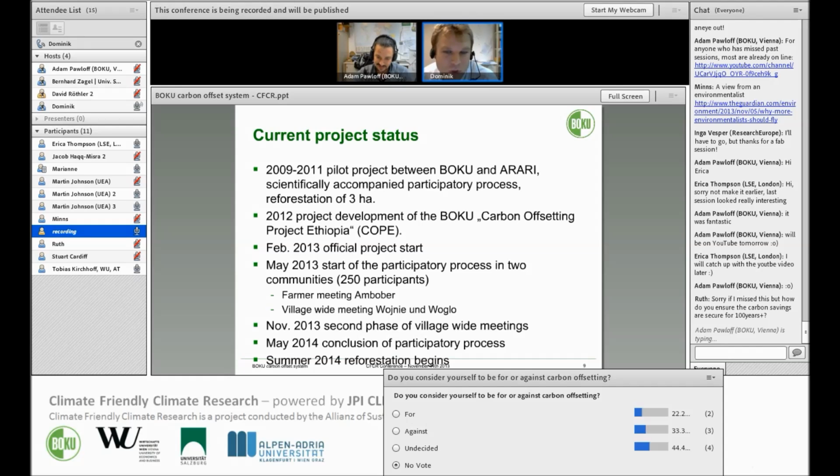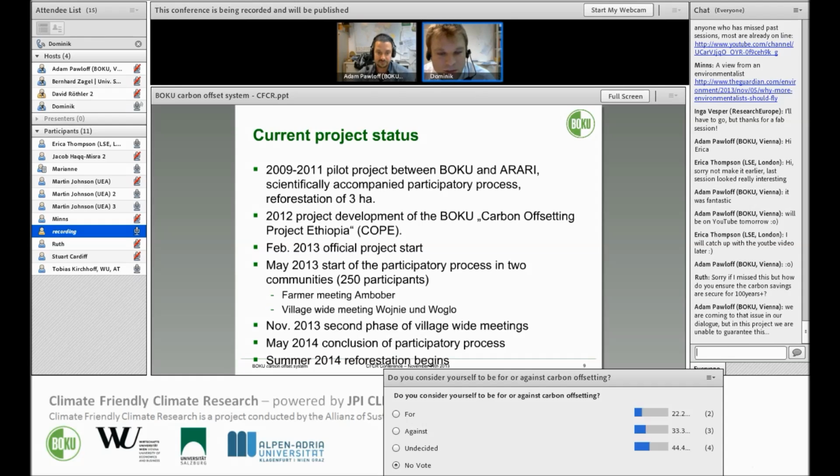Then in May we started with a participatory process in 2 communities. In total there were 250 participants. There are 2 villages, Ambober and Voine, where the farmer meetings were held. And now in November the second phase of the village-wide meetings was performed. So they did a participatory rural appraisal. They were discussing the current status of land, the trees that should be planted, etc. In May we then look forward to concluding this process, and then in summer the reforestation will begin.